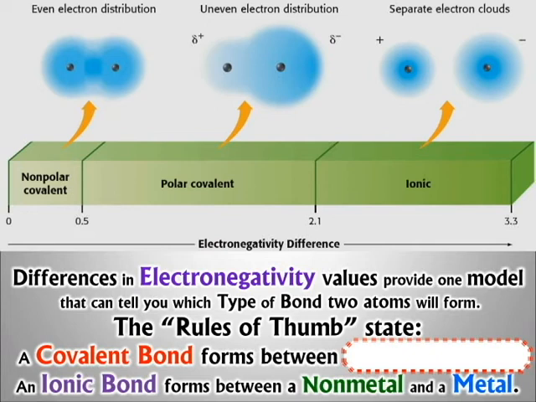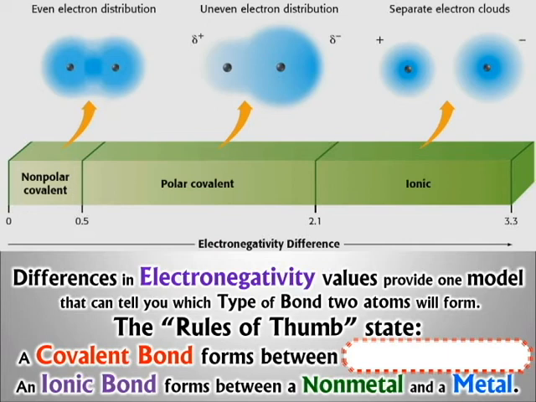So this leads us to our rules of thumb. Differences in electronegativity values provide a model where you can predict the bond type that will form. One thing I want to mention: if you only have two metals forming a bond between them, whether it's two of the same metal, like two potassium, or potassium and silver, then you do not go by these differences, because metals left on their own form metallic bonds only.